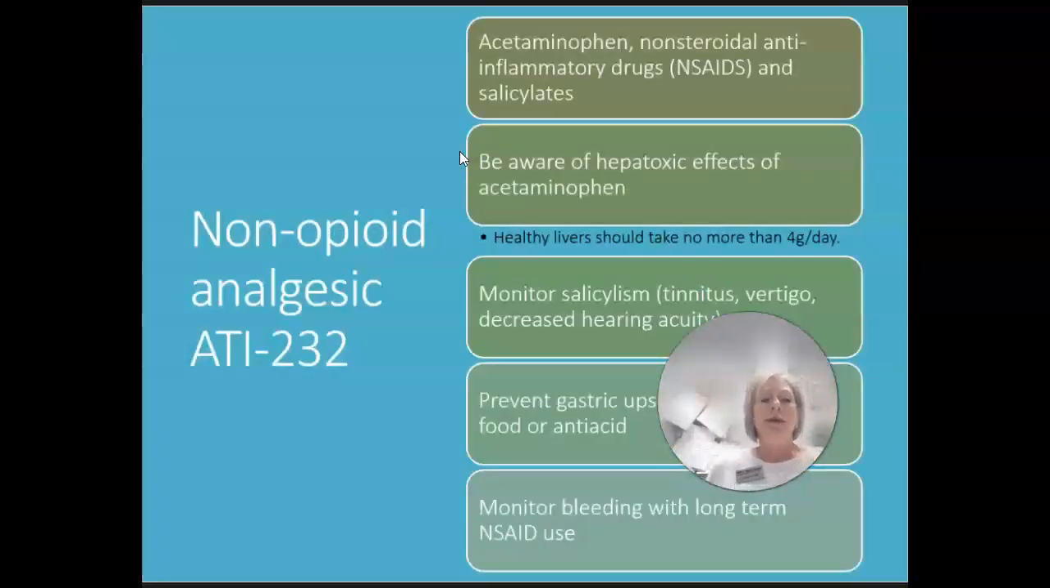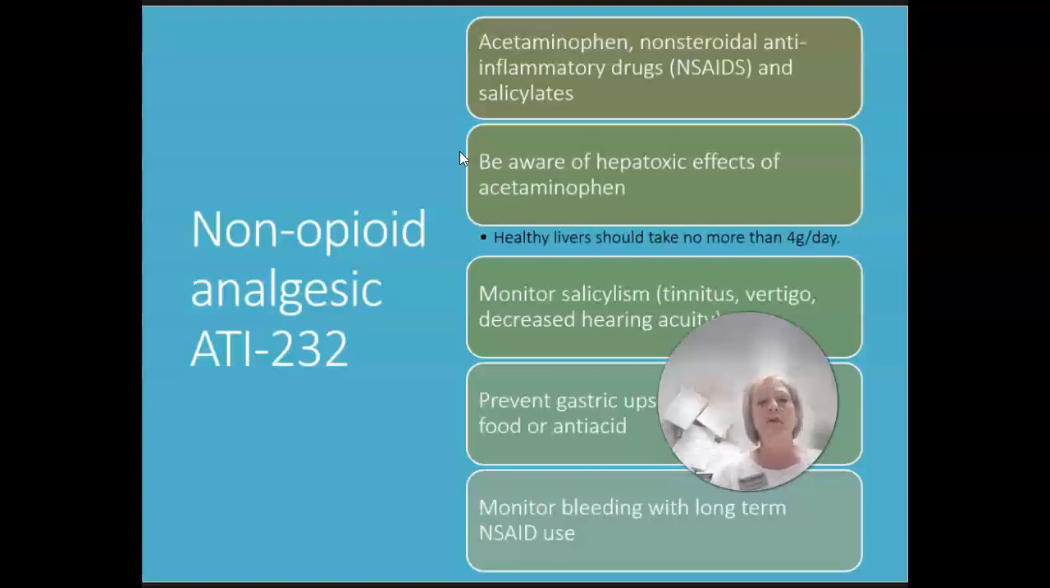So non-opioid analgesics. Let's talk about non-opioids. These are things that they're not going to get addicted to. Acetaminophen, NSAIDs. NSAIDs just stand for non-steroidal anti-inflammatory drugs. And this is like Aleve, aspirin, anything like that. Those are all NSAIDs. Ibuprofen, all of that kind of stuff is considered NSAIDs.